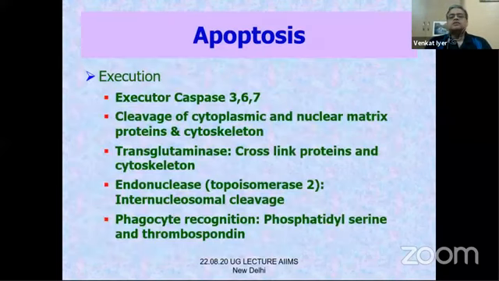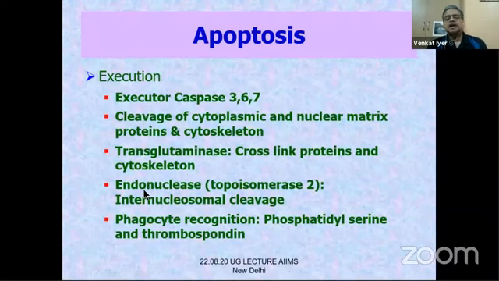Now, one way to study apoptosis is to go from what starts it, but I prefer to go at what is the end point. Apoptosis always has the same execution phase. Apoptosis is executed by caspases, which are termed executor caspases, which are 3, 6, and 7. Their function is to cleave the cytoplasmic and nuclear matrix proteins and the cytoskeleton. And the executor caspase also activates transglutaminase, which cross-links all the proteins in the cytoskeleton.